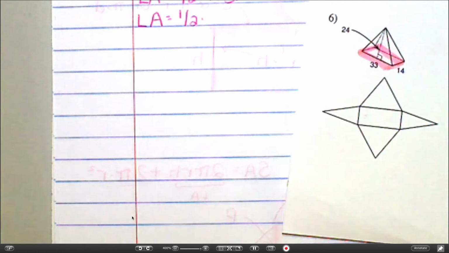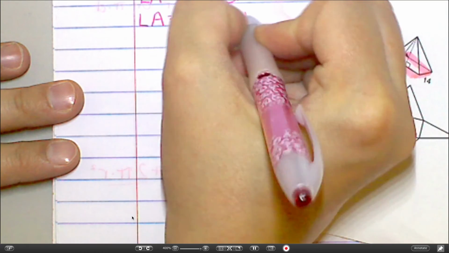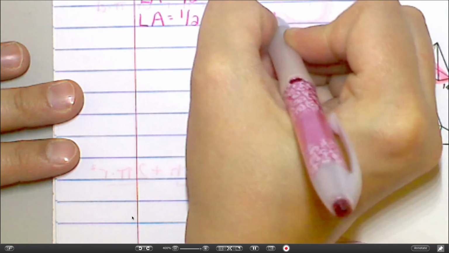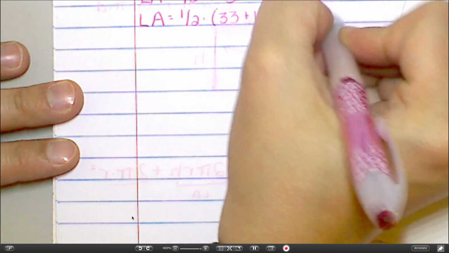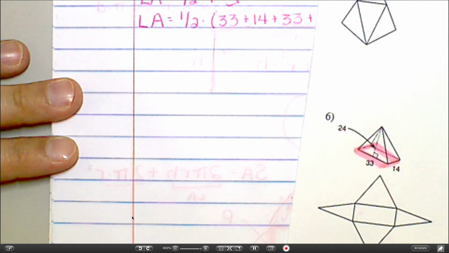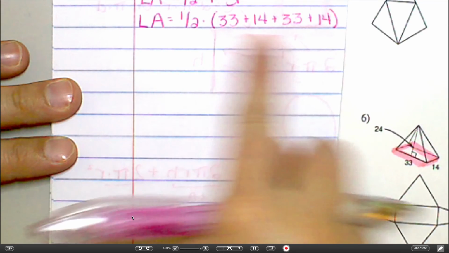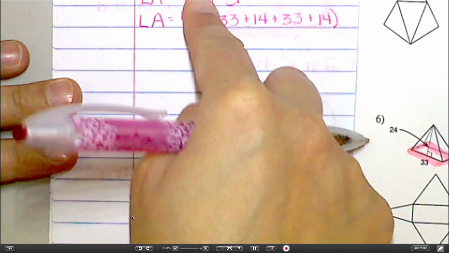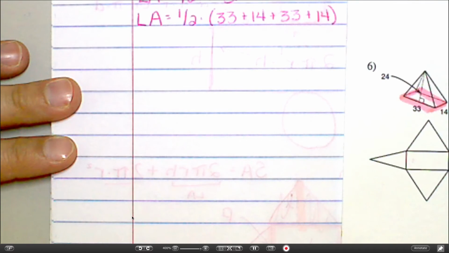33, 14, 36. Good. So I would do 33 plus 14 plus 33 plus 14. Why am I adding? Because that's how you find perimeter. So that right there is just to find perimeter, and that whole thing is the P. I did the distance all the way around the outside of that thing.